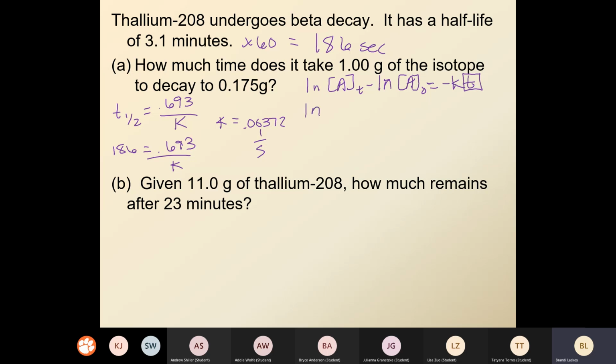So natural log of 0.175. Your A sub 0 is your beginning amount, so that's the 1 gram. We said our k was 0.00372. So negative 0.00372 times t.